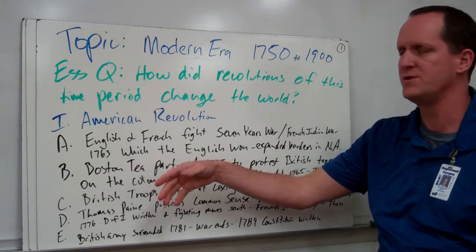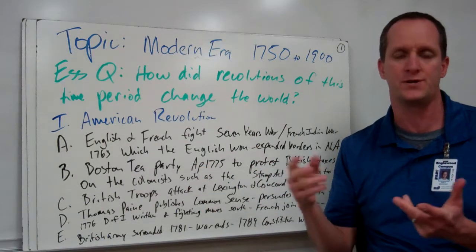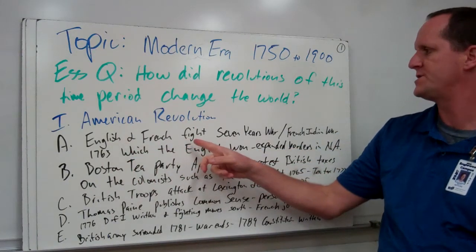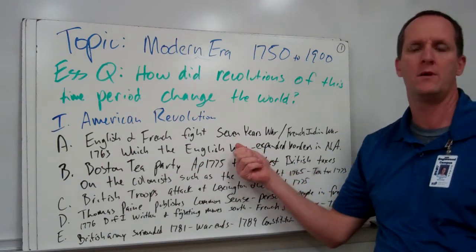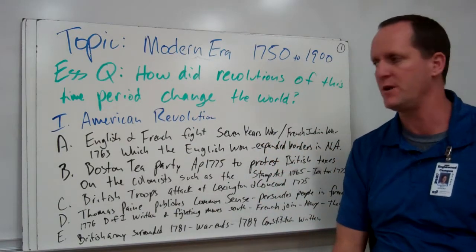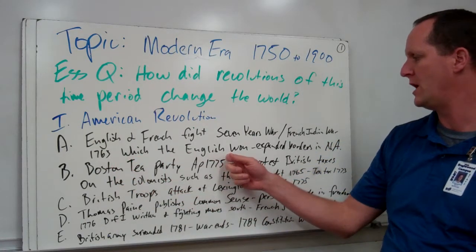So first, the American Revolution. Now, we're not going to cover this a lot because obviously it's covered in AP US history or just US history in general. But to sum it up, the English and the French were fighting. It was called the Seven Years' War in Europe. Here in North America, it was called the French and Indian War. Same war, 1763, which the English won.